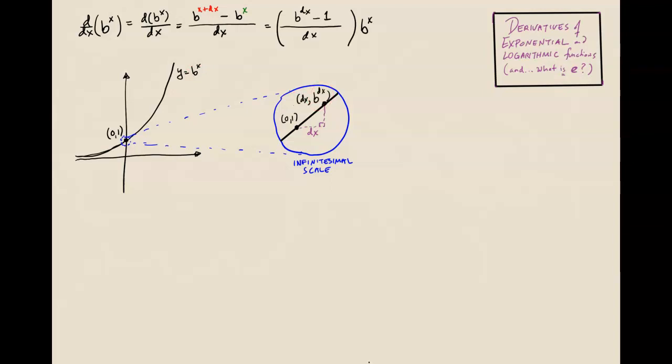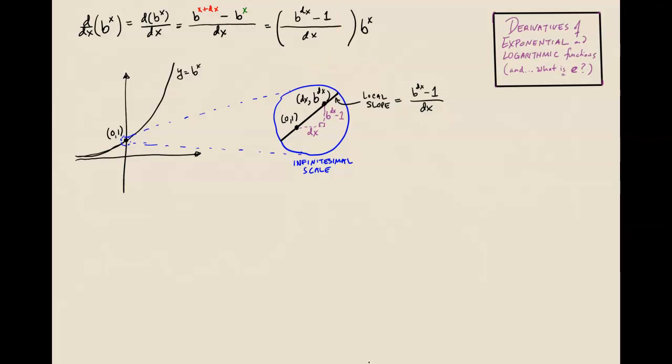And now I can just read this change in y off of my two coordinates. It's going to be the value of y after the change minus the value of y before the change. Thus, this will be b to the dx minus 1. Now I have expressions for the change in x and the corresponding infinitesimal change in y. And that means I can tell you the slope of this line. In other words, the slope of this curve as it passes through the vertical axis. So the local slope is going to be the rise, b to the dx minus 1, over the run, dx. And lo and behold, this is precisely the expression we have in our parentheses there.